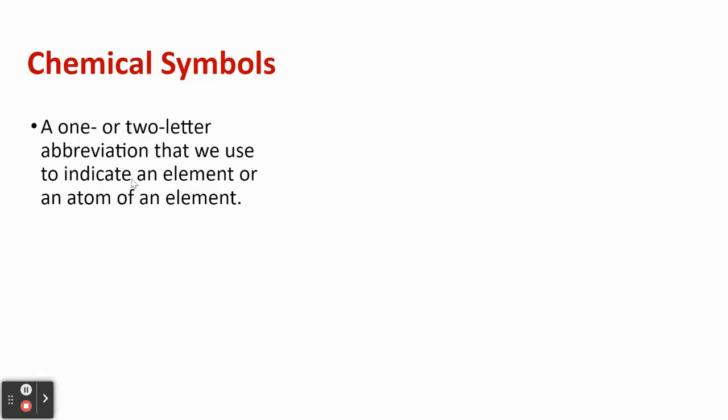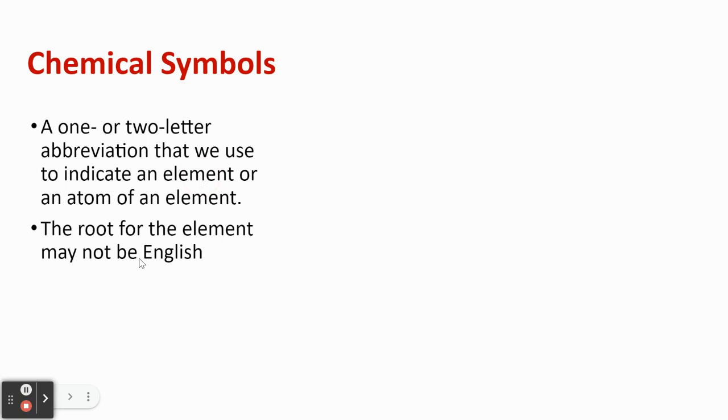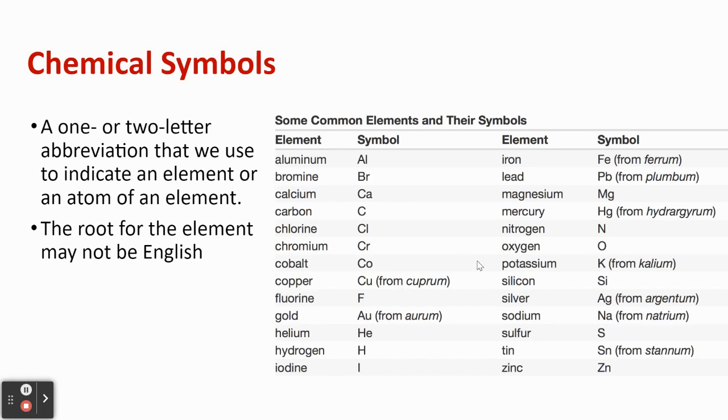Now let's look at chemical symbols. They can contain 1 or 2 letters, and they're abbreviations for the element names. Now, sometimes it's easy to determine what the symbol for an element is. Oftentimes it's not, because sometimes the root of that element name isn't from English. So if we look here at a list of some common elements, we have carbon. The symbol would be a capital C. We've got calcium. The symbol can't be a capital C because that's carbon.